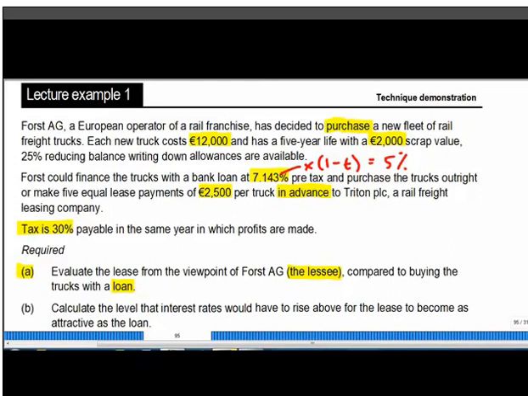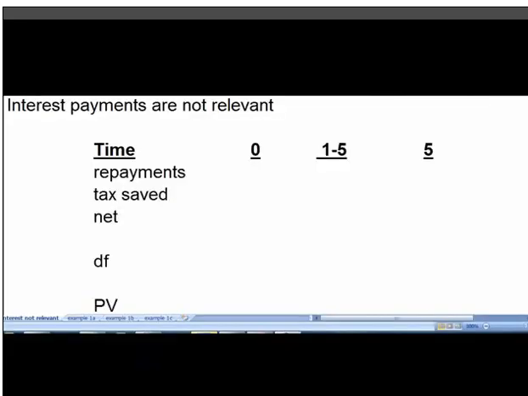Okay, so the first thing that we're going to do is to look at the cost of buying these assets with a loan. Now, as we mentioned briefly before the example, the actual repayments of this loan don't need to be calculated, and they're not actually relevant. And I just want to address that issue and to show you that they're not relevant. So here, let's look at the actual repayments.